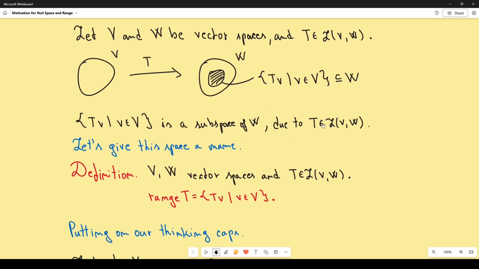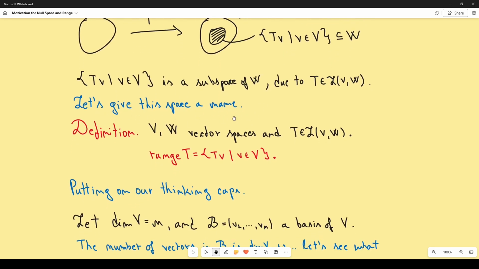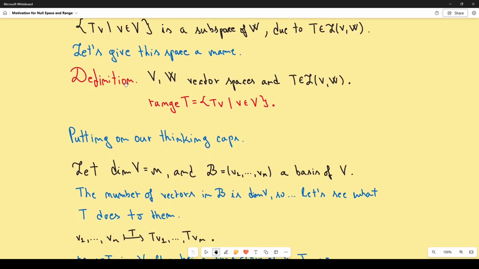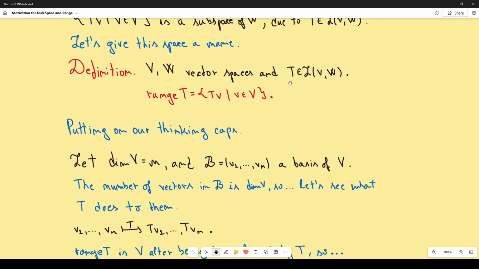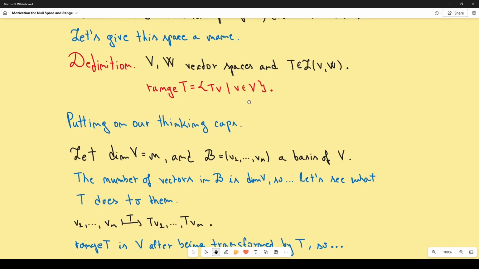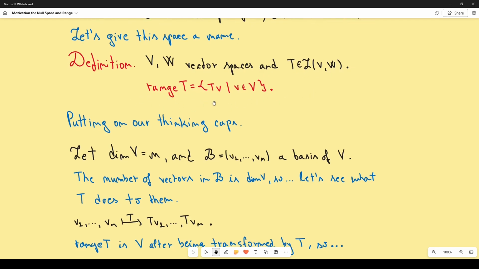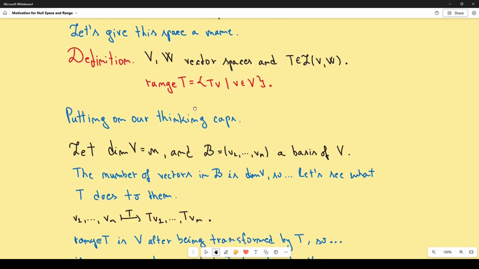So due to T being a linear transformation, it preserves the vector structure of V, so this set over here is a subspace of W. Let's give this space a name. So, definition: V, W vector spaces and T a linear transformation. We say that the range of T is, well, just the set of images.